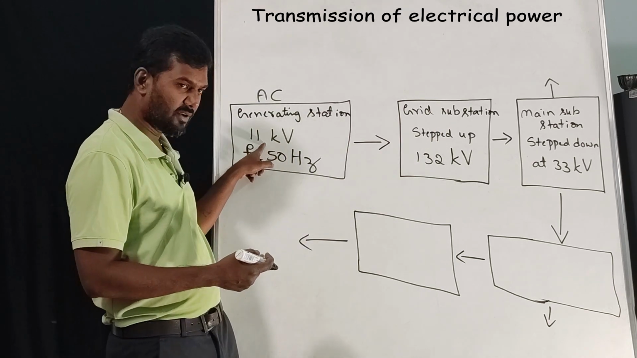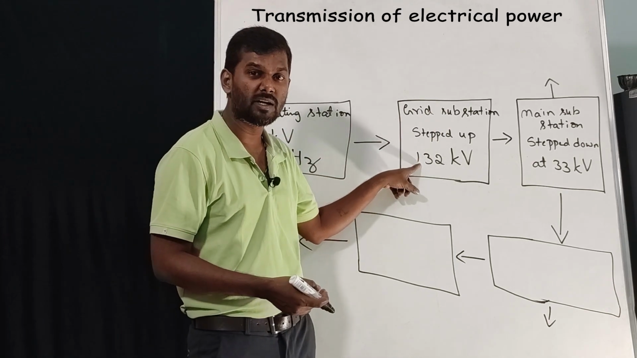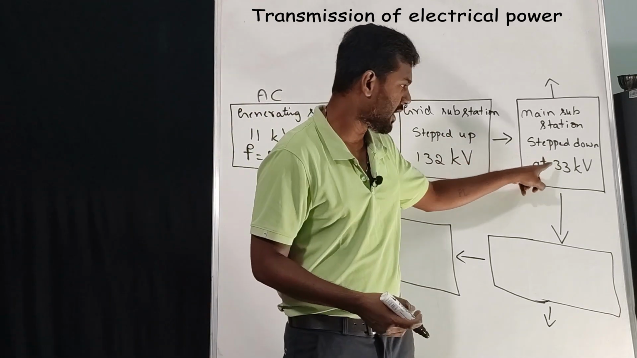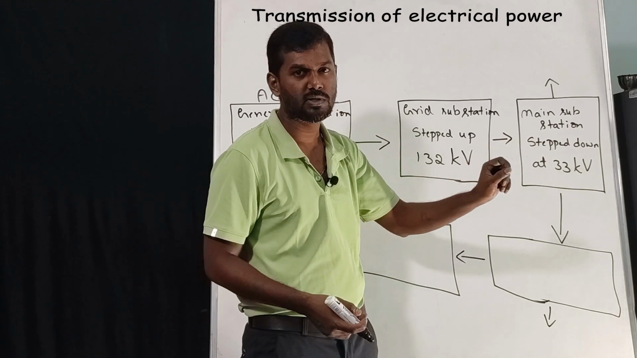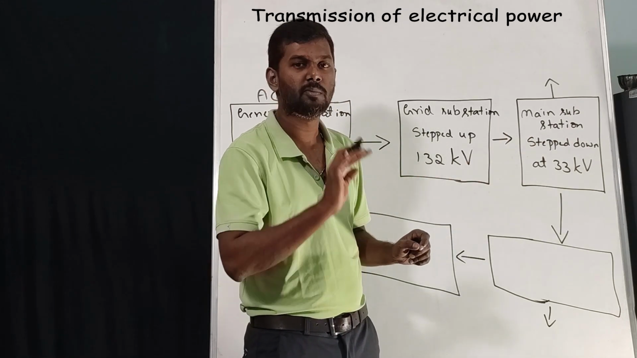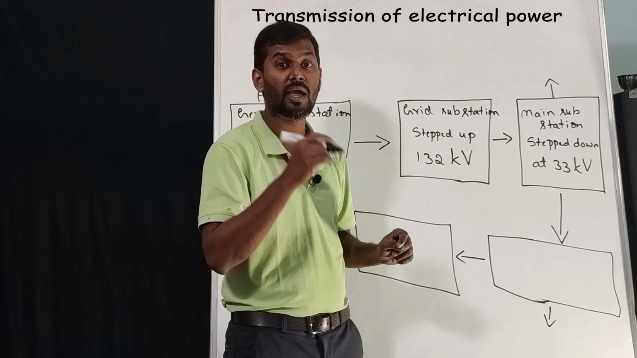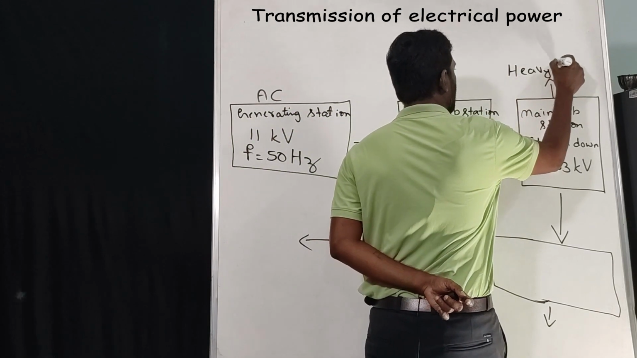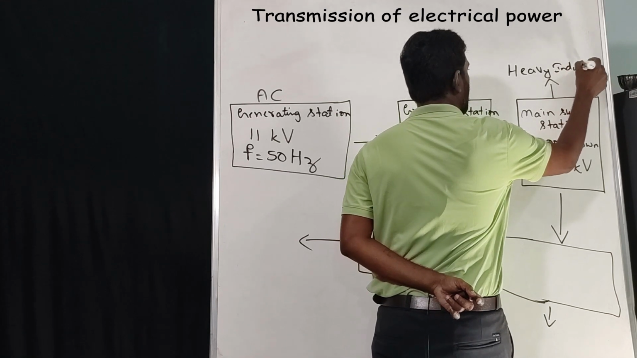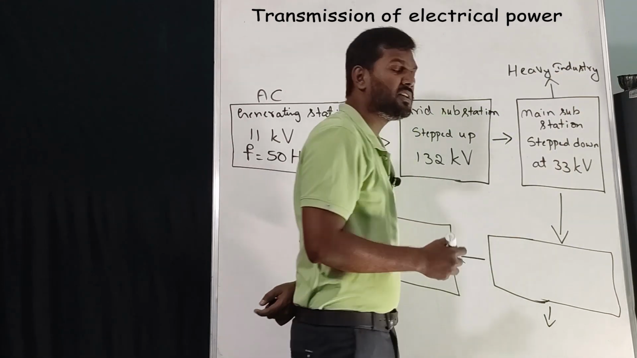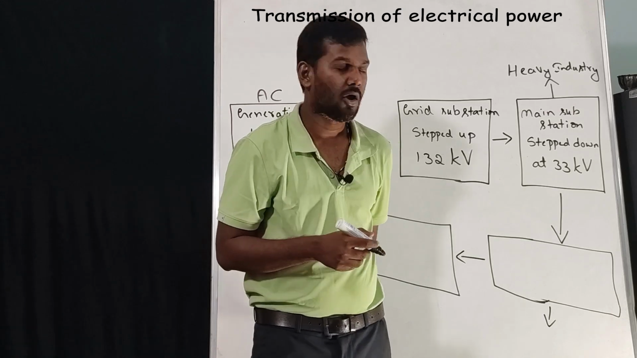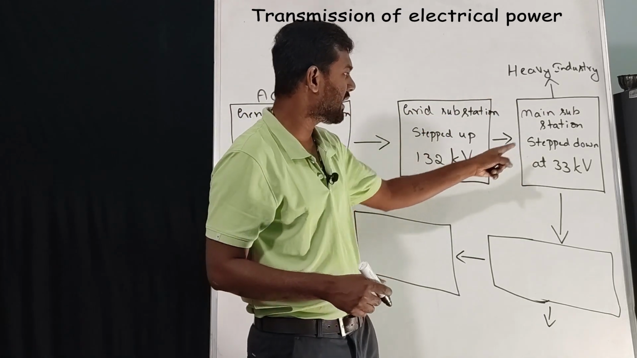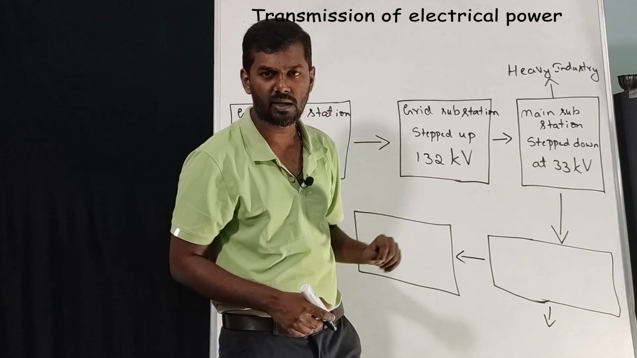So the generated voltage is 11 kV and it is stepped up to 132 just to compensate for the loss of energy, and then it is stepped down again to 33 kilovolts. Why particularly 33 kilovolts? Because heavy industries require 33 kilovolts. To give the power to the heavy industries, it is stepped down to exactly 33 kilovolts.